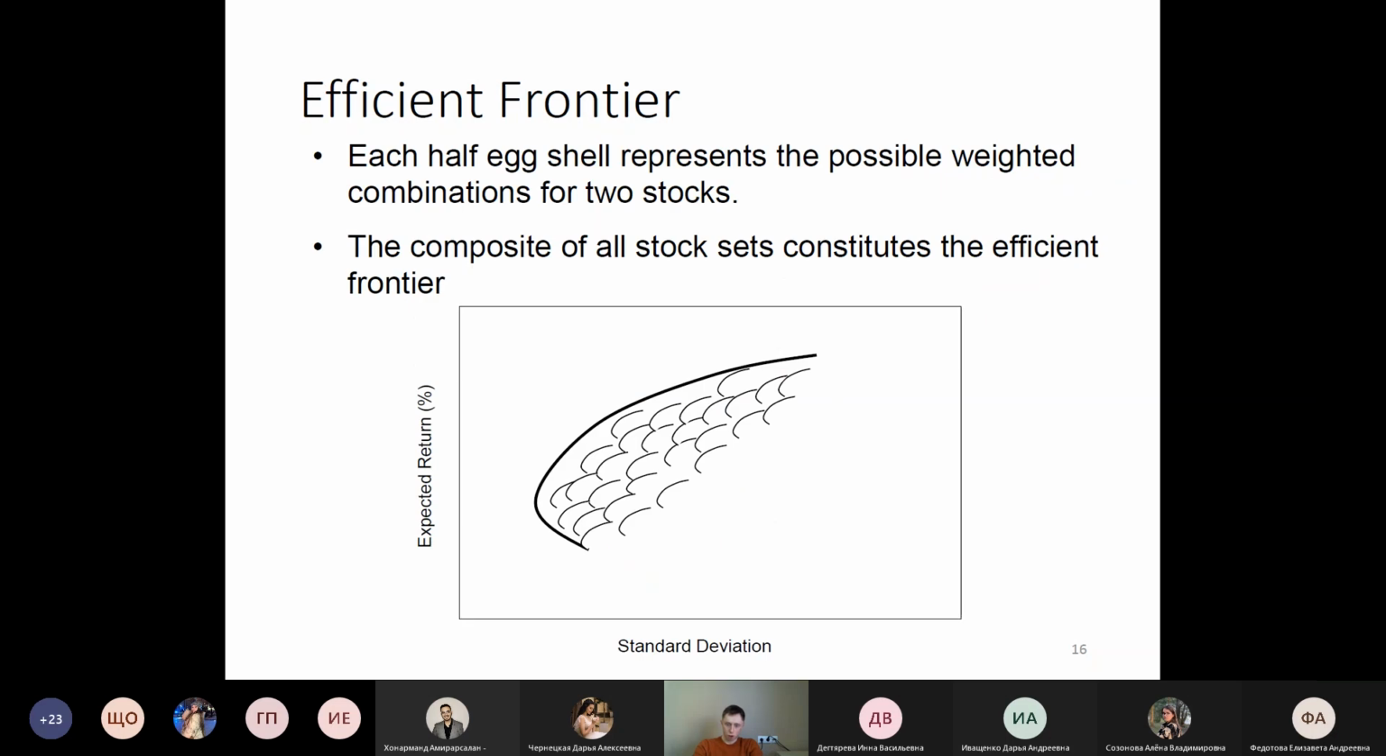By combining all the portfolios that are available on the market, we eventually reach the level of the efficient frontier. This is the fat line on this chart, representing the efficient frontier.